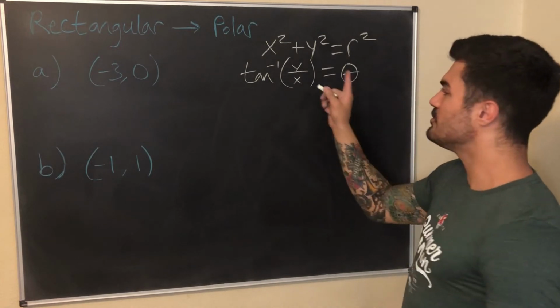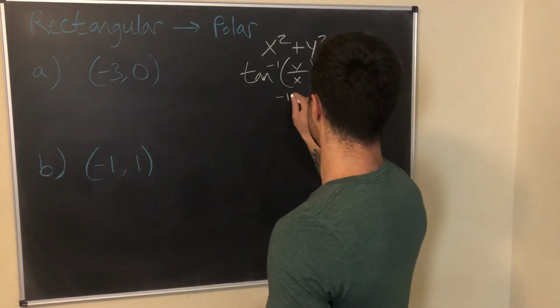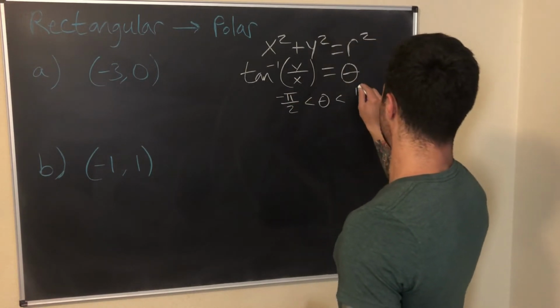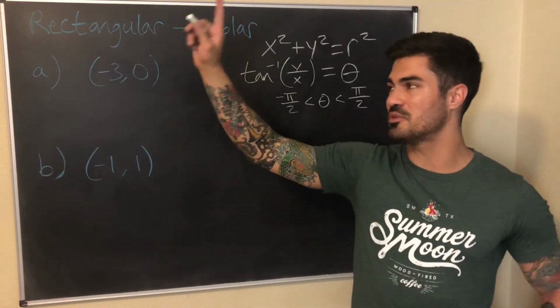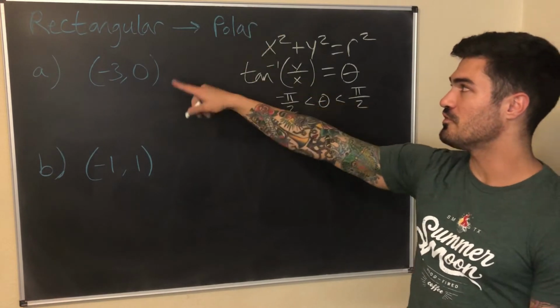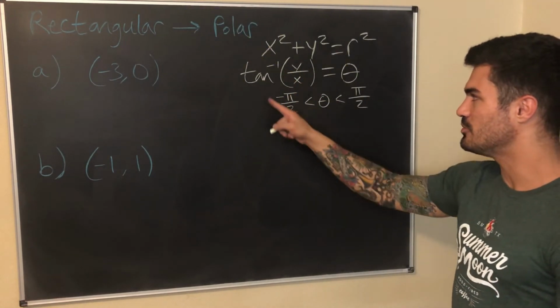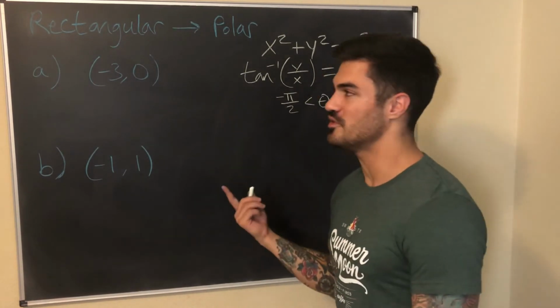Remember that this value, especially if you use a calculator for this, is going to be between negative pi over 2 and pi over 2, and that is because of the range of tangent inverse. So we definitely need to keep this in mind, and this is why we always need to plot the point before we just go about trying to convert it to polar. Especially if we're just relying on these formulas, we can run into some trouble because of this tangent inverse function. You'll see what I mean through both of these examples, really.